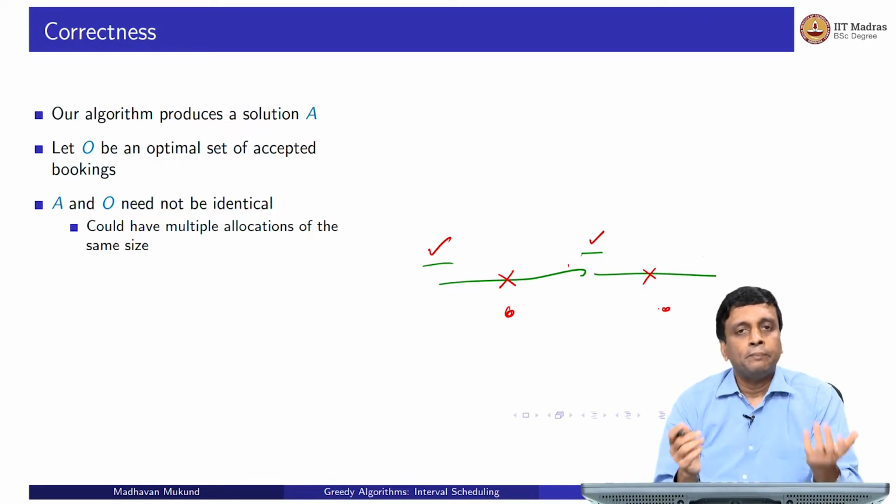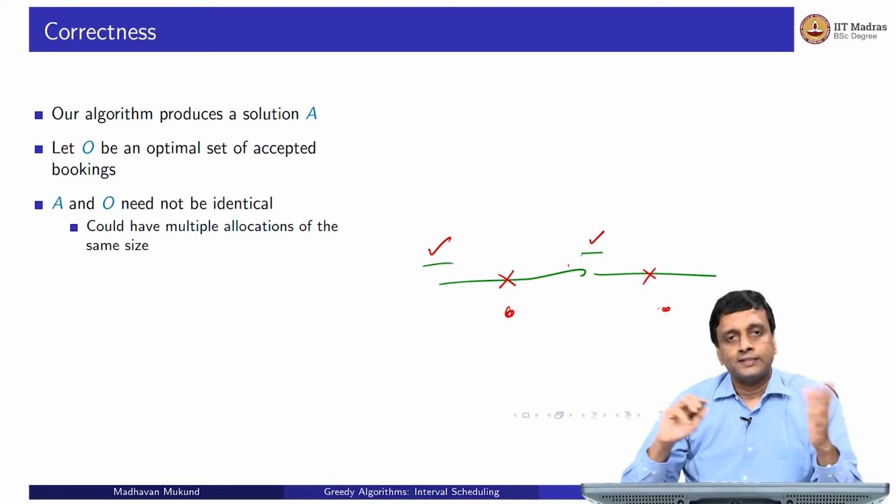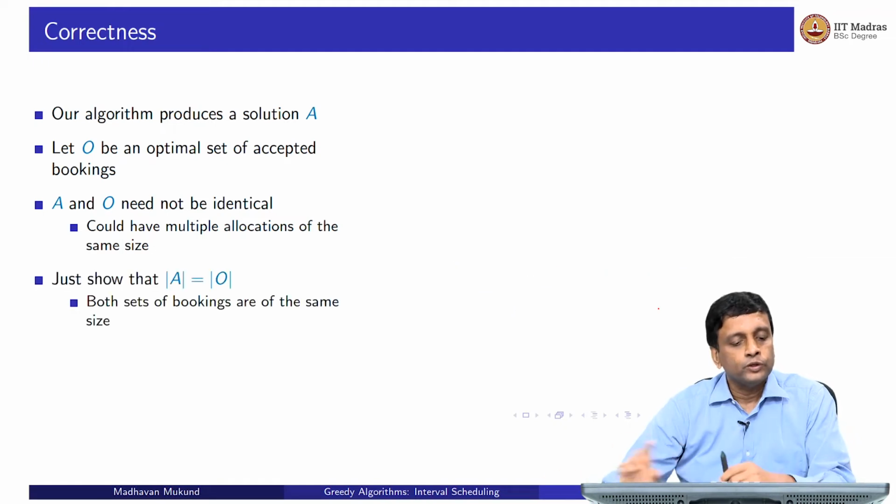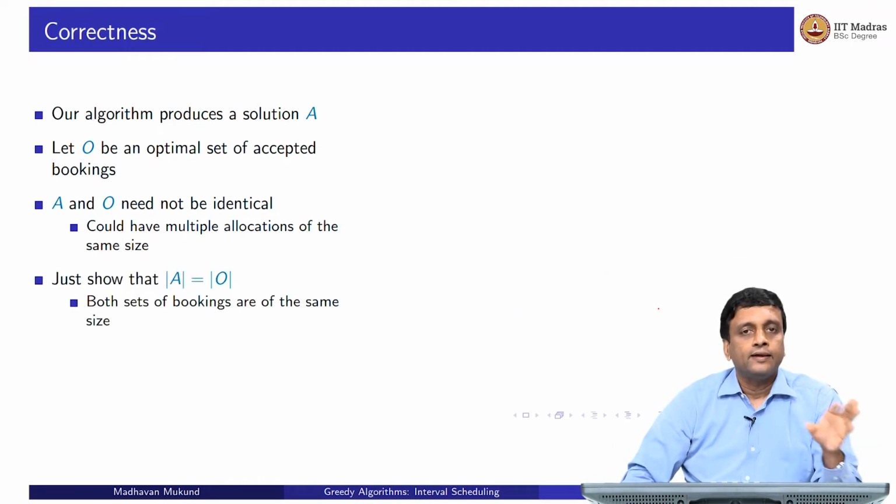So in a sense, O has done better because it's using the studio for more, but it doesn't matter because we are only counting the size. So what we really want to argue is that the size of A as a set and the size of O as a set are the same, right? So we are just saying that the same number of people, may not be the same people, but the same number of people are being satisfied.